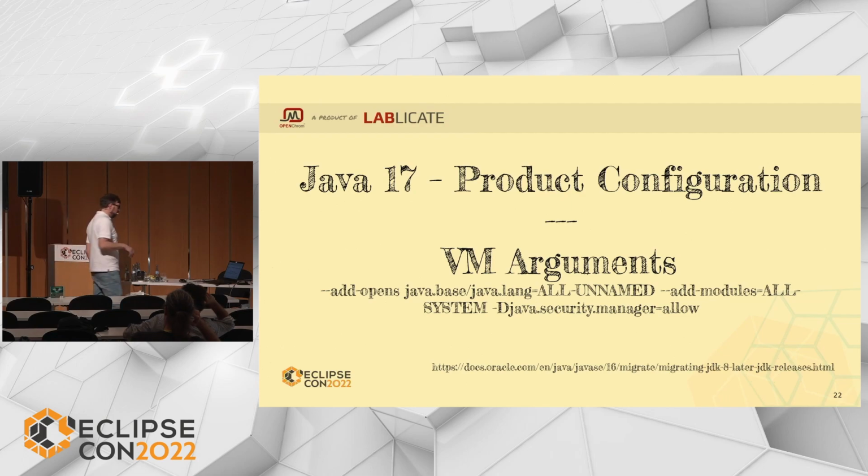The solution for that is quite simple. In the virtual machine arguments of the RCP product, just add the line add-opens java.base/java.lang=ALL-UNNAMED, and add-modules=ALL. We don't care about Jigsaw. Jigsaw is cool for the JDK people, probably to design smaller packages for small devices, but for us as RCP developers, get in everything you have. And then security manager allow.